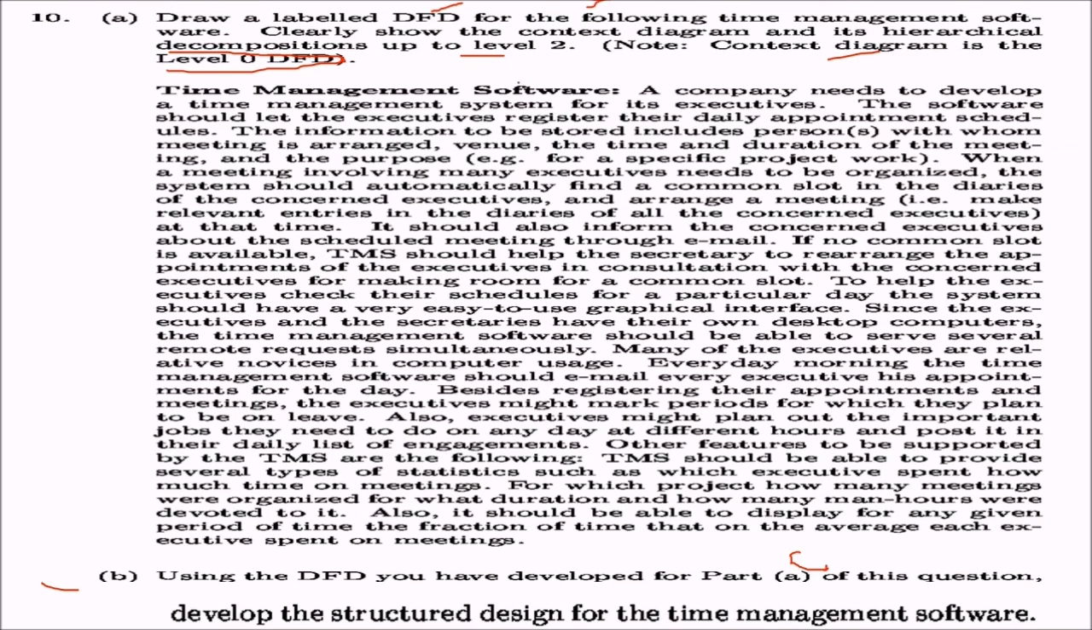A company needs to develop a time management system for its executives. The software should let the executives register their daily appointment schedules. The information to be stored includes persons with whom a meeting is arranged, venue, the time and the duration of the meeting, and the purpose for a specific project work. So when a meeting involving many executives needs to be organized, the system should automatically find a common slot in the diaries of the concerned executives and arrange a meeting. That is, it makes relevant entries in the diaries of all the concerned executives at that time.